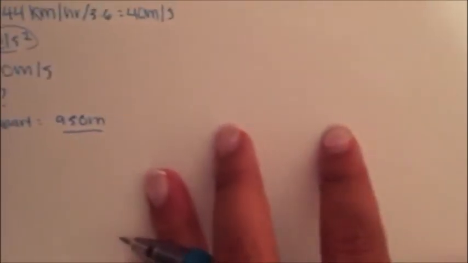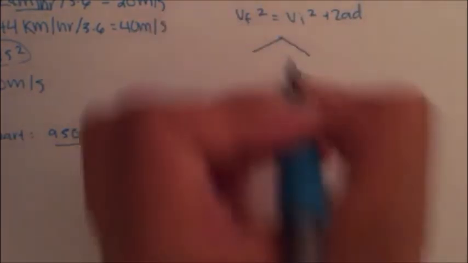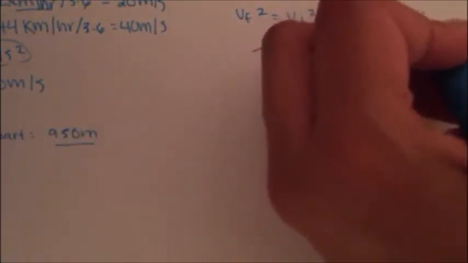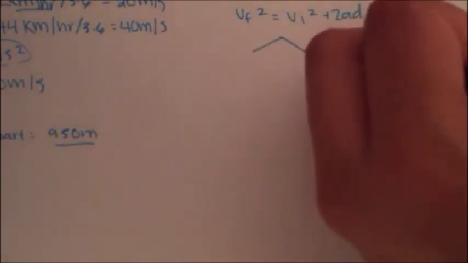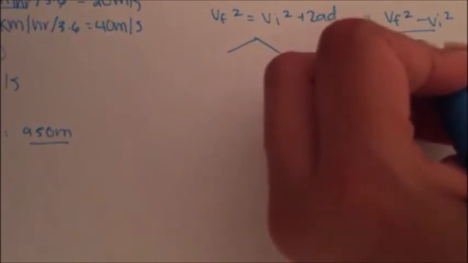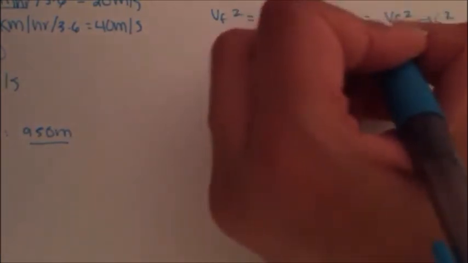Okay, so for the equation connecting these variables, we're going to use the final velocity squared is equal to the initial velocity squared plus 2 times the acceleration times the distance. And we're going to do this for both of them. If we solve for the distance, we get the final velocity squared minus the initial velocity squared, divided by 2 times the acceleration, which gives us the distance.